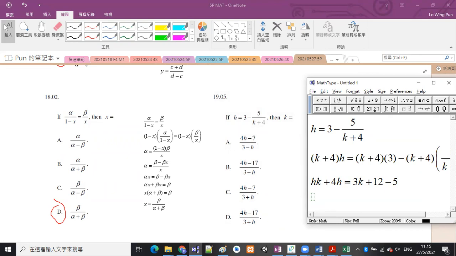Before doing something further, I can see that the plus 12 and the minus 5 can be calculated. So please remember to simplify the like terms before proceeding to any other step. That is like this. And then I want k to be the subject. So I need to put all the terms with k to one side, and then all the terms without k to the other side.